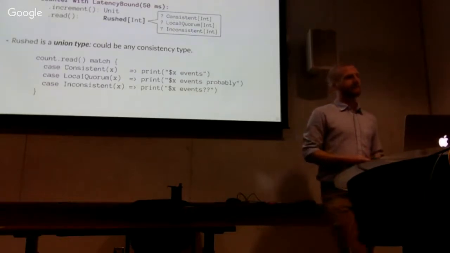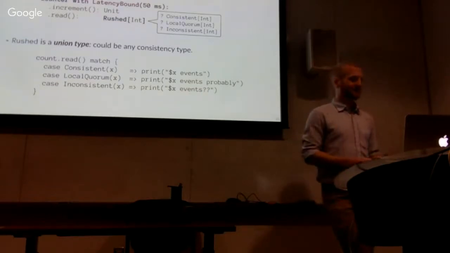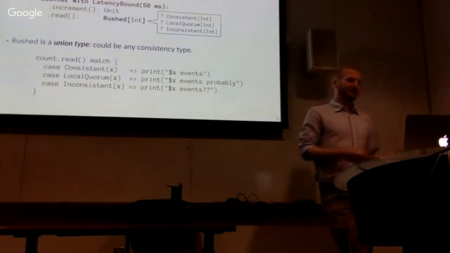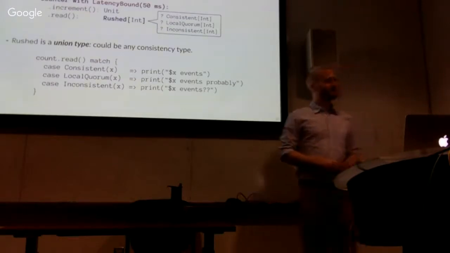Would they do something like a match like this, or would it just be always treat this thing as inconsistent? I mean, there's certainly nothing to stop you from doing that. There's no point in setting a latency bound if you're just going to register it as inconsistent. At that point, it's exactly what you have now.